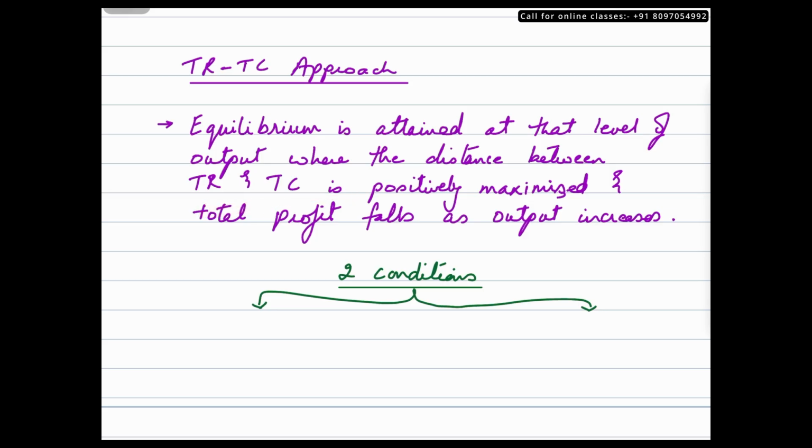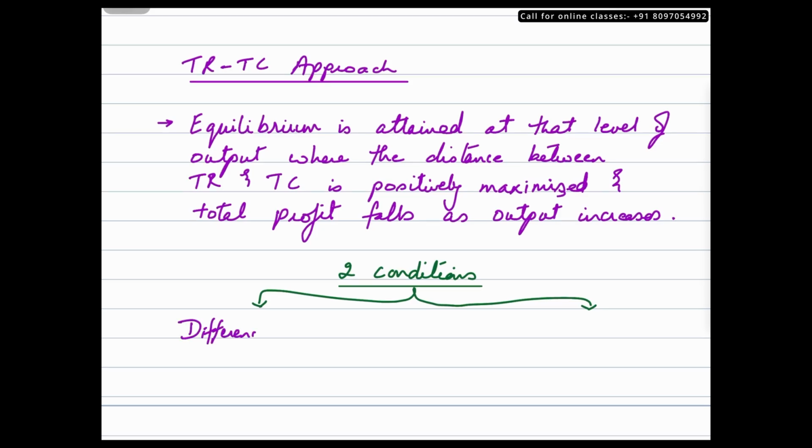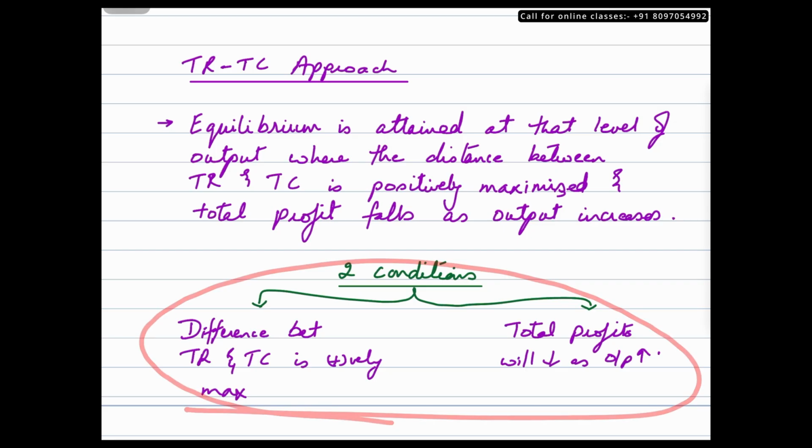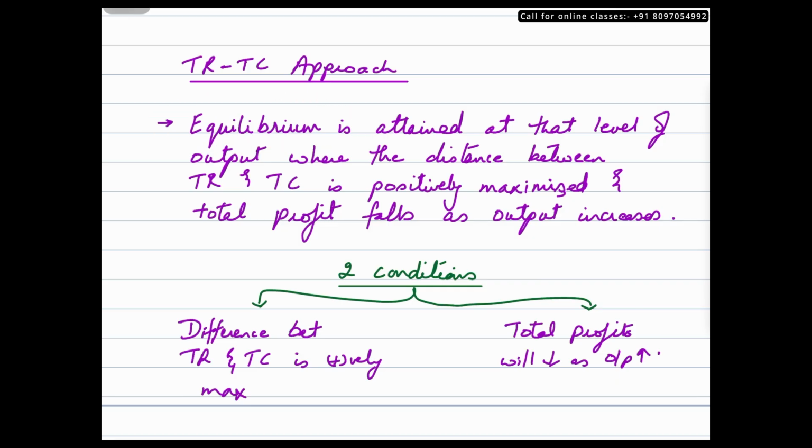So there are two important conditions that need to be met when we talk in terms of total revenue and total cost approach. What are the two conditions? The first is, I'll jot that down once again. The difference between total revenue and total cost is positively maximum, and once you hit this level of output, total profits will fall as output increases. Clear? So these are two conditions, and we need to attain both of these two conditions to attain equilibrium. How the diagram looks like, and whether the diagram is same for different market structures is what we will take a look at in the upcoming lectures.